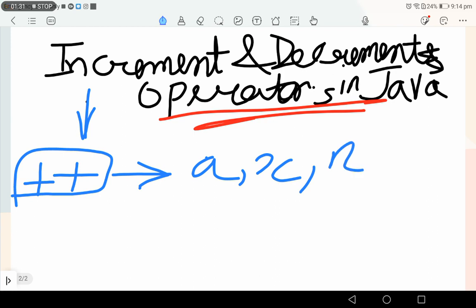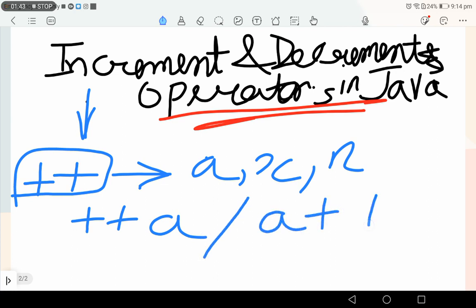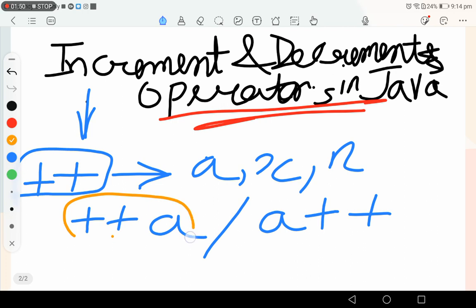But let me tell you that there are two conditions in increment operator: plus plus a, and the second condition is a plus plus. These conditions have names. This one has the name prefix, because it is coming before the variable, so it is called pre. Pre means coming before. Just learn it through that.